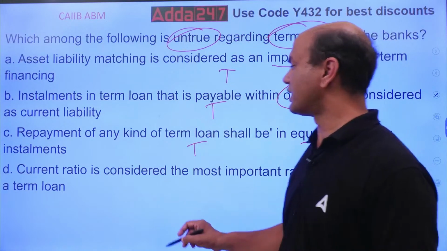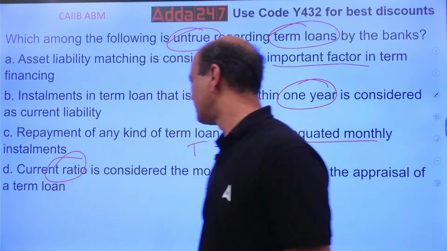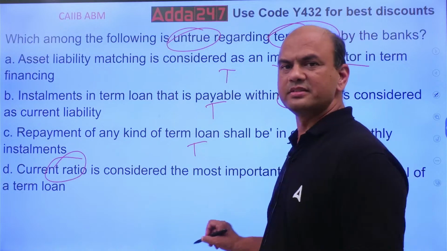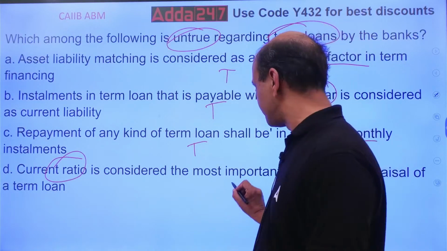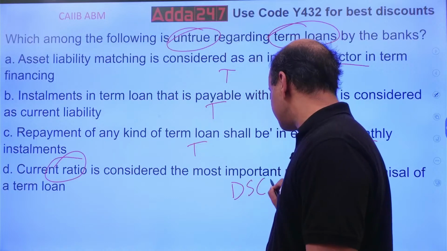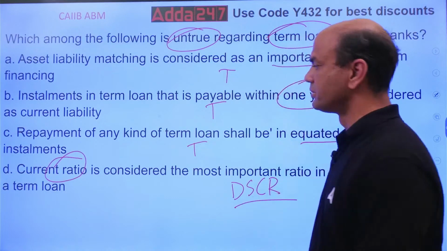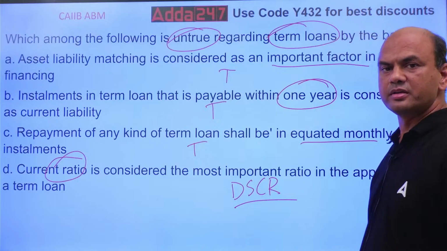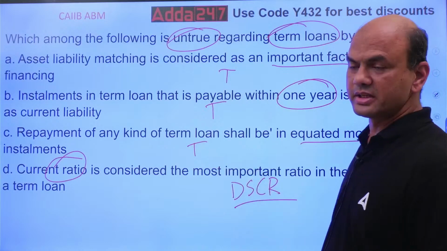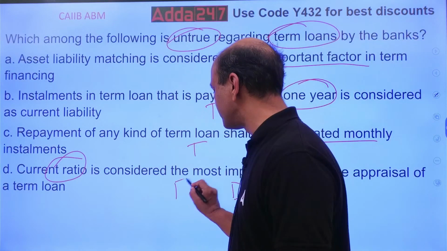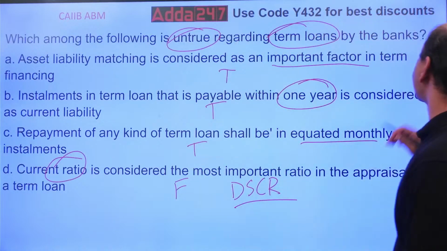So, current ratio is not an important factor in term loan. It is for CC. For term loan, it is DSCR. DSCR is the important ratio in term loan. Got it? So, current ratio is not that. This is false. You want this only, false and true.